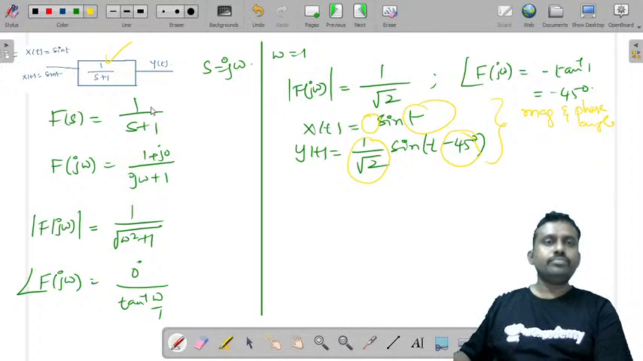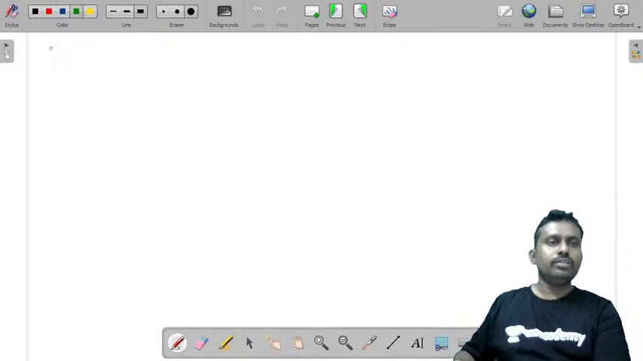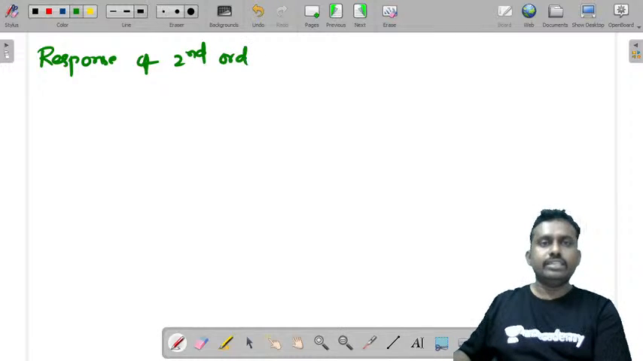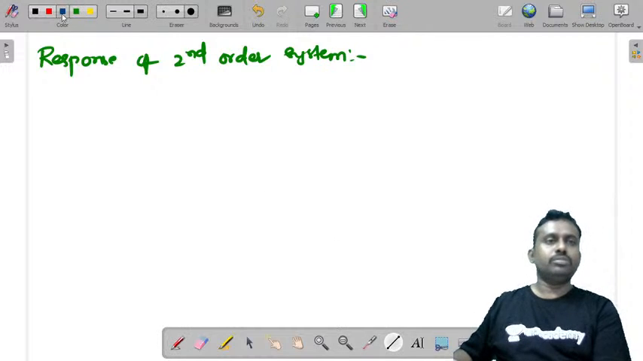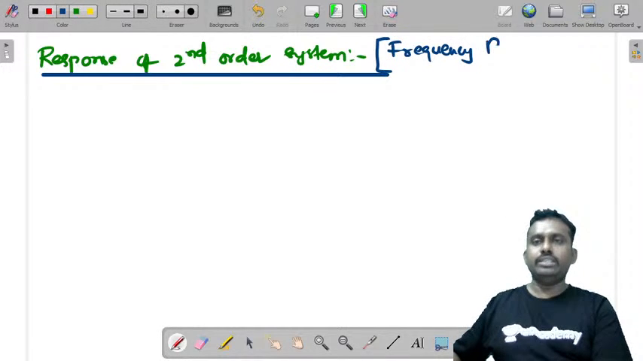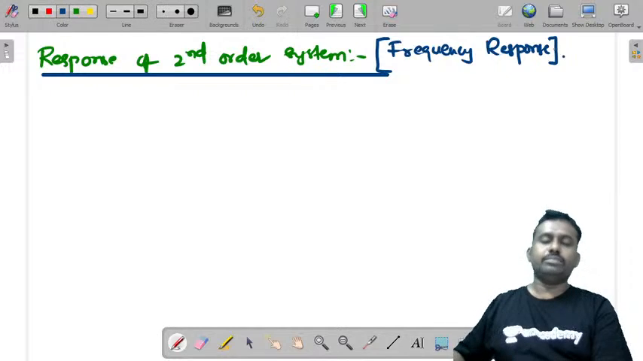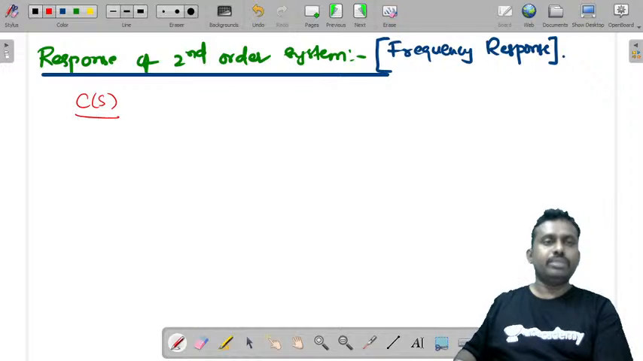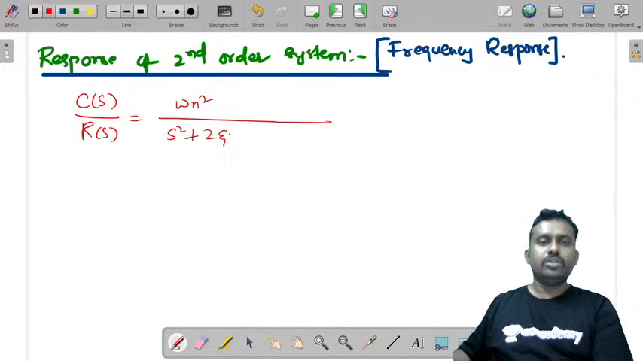Now let us take the frequency response of a second order system. Let us consider the standard second order system. We already know C of s by R of s is equal to omega n square by s square plus 2 zeta omega n s plus omega n square.